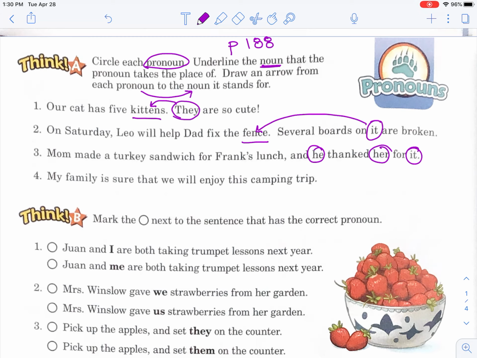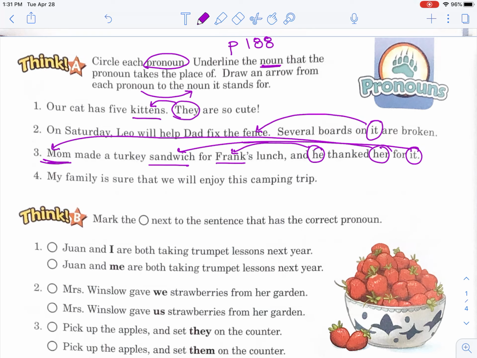Now let's look back. He thanked her for it. So who is the he thanking the her for it? Let's look back at the first part of the sentence. Mom made a turkey sandwich for Frank's lunch. Well, who's the he? It's Frank, right? I know this is Frank's, but it's Frank. So Frank is the one we're talking about. He thanked mom. So he thanked her. And who's the her he thanked? His mother. The her is his mother. So he thanked mom for it. What'd he thank her for? The sandwich. So you might know that in your head, but sometimes when you're actually drawing it out, it's hard to see. But there it is. If I said mom made a turkey sandwich for Frank's lunch, he thanked her for it, could you picture it in your mind? Yeah, he is thanking his mom for the sandwich.